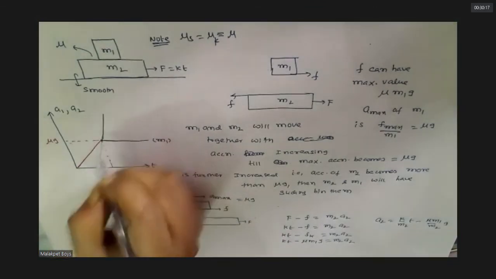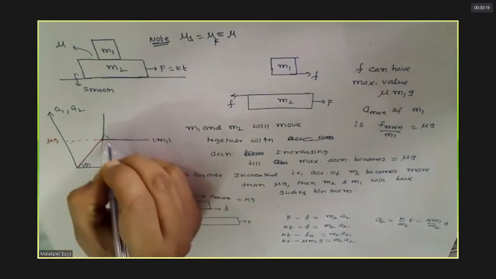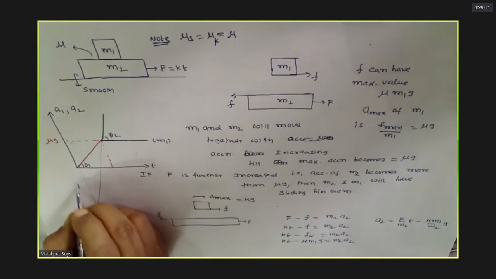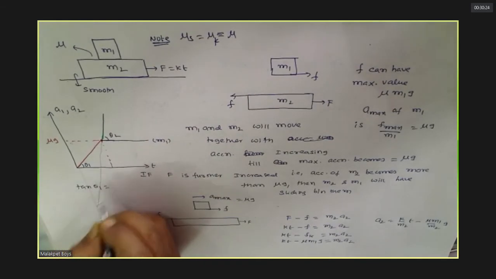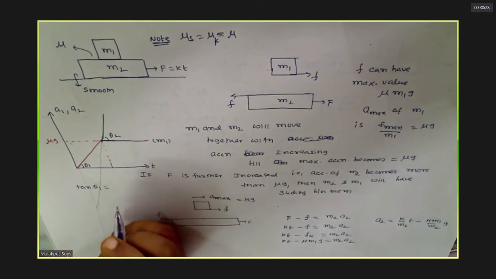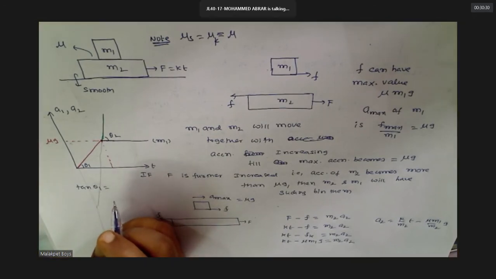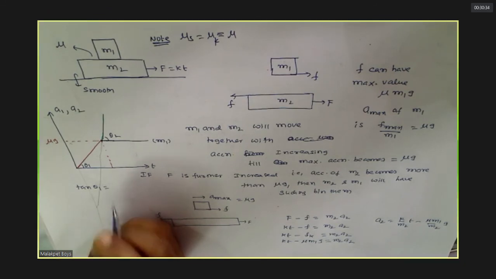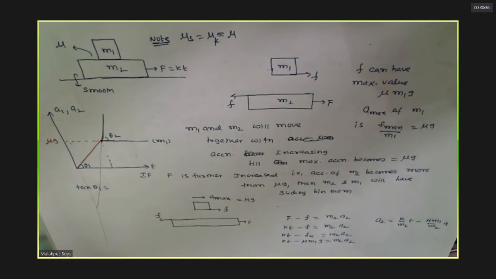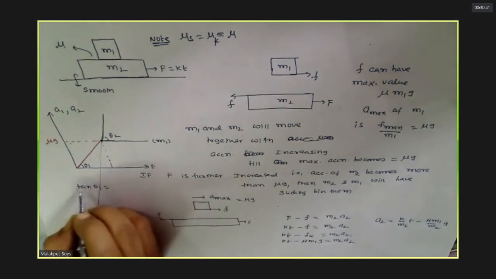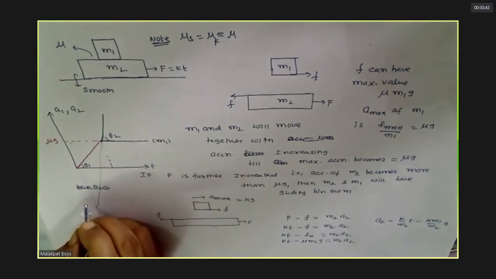So if this is theta 1, this is theta 2. Can you tell what is tan theta 1? Tan theta 1 is mu g versus, mu g. How do you know? So before this, what do you have?